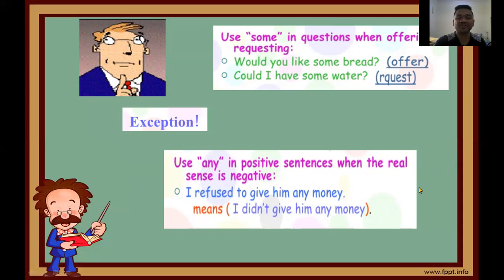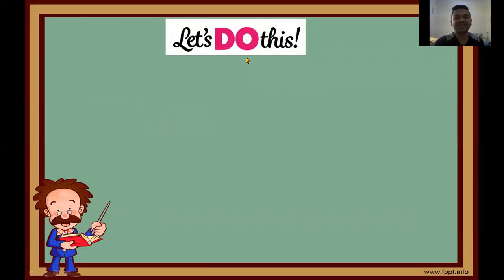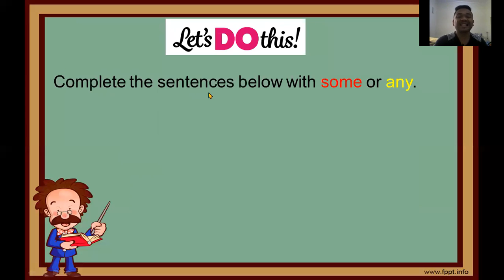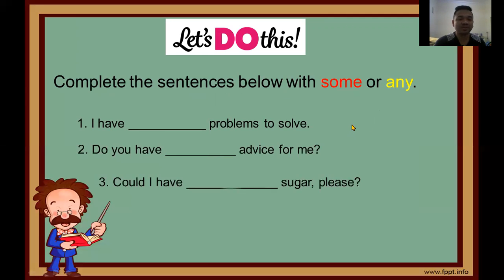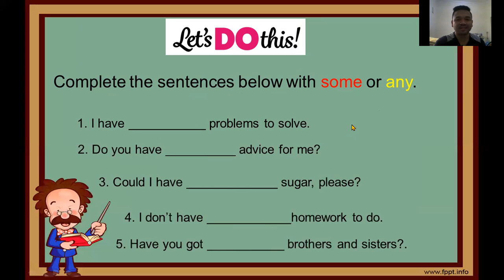If you don't have any questions, it's time for us to answer the following activities. Now complete the sentences below with some or any. I have here question one, two, three, four, and of course five. So choose some or any. For number one, I have blank problems to solve. Is it some or any? Analyze the sentence first. Remember the rule. Is it a positive sentence or a negative sentence?